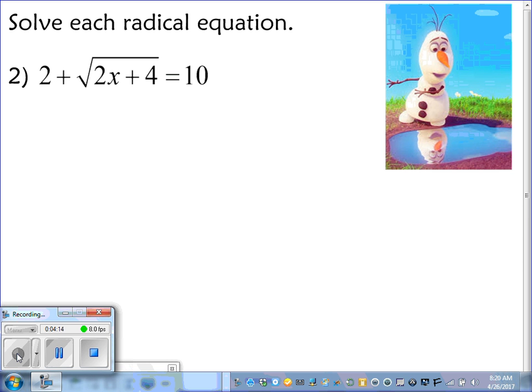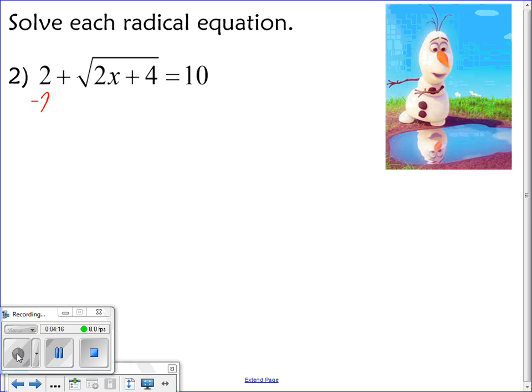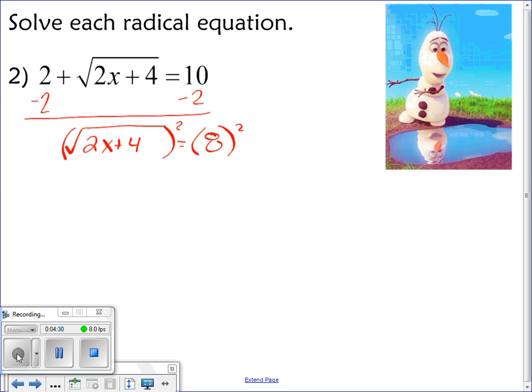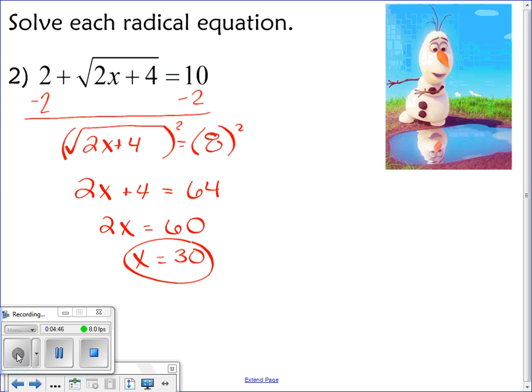All right, let's see if you guys were right. We need to subtract the 2. Got to get that radical by itself. So radical 2x plus 4 equals 8. How do you get rid of the radical? You square it. And if you do something to one side, you got to do it to the other side. So the square root and the square cancel each other out. 8 squared is 64. And then solve from there. So we'll subtract 4 and then divide by 2. So x equals 30.